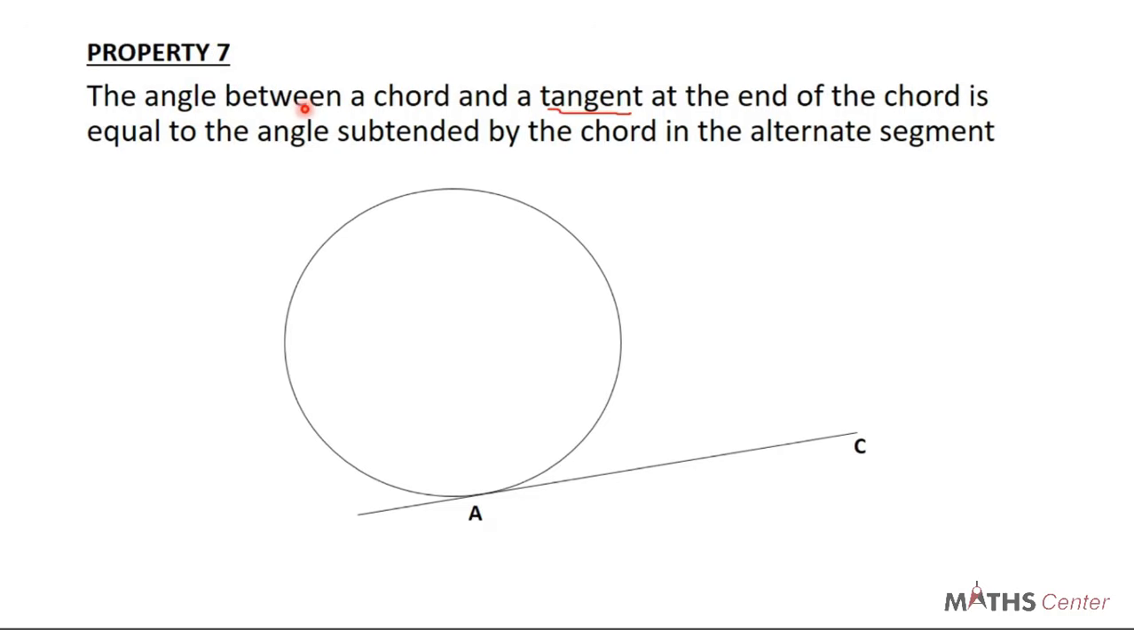The angle between a chord and a tangent. So let's say that we have this line AC. Now we also have a chord at the point of contact, or at the point where the tangent touches the circle. There is a chord. So we are going to call this chord chord AD. We are saying that the angle between a chord and a tangent, you see that when the chord and the tangent meet, an angle will be created.